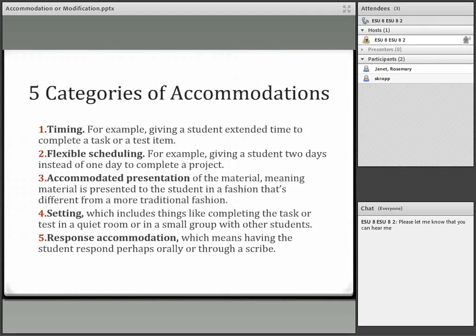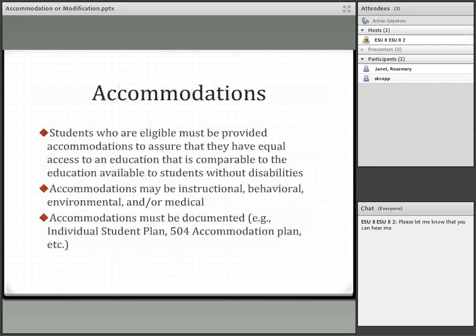We could also have setting accommodations, which include things like small group settings. We could also have response accommodations, which means having the student perhaps respond orally to test questions, or instead of having to write their answers, respond through a scribe, or as in this example, using a computer for their research.